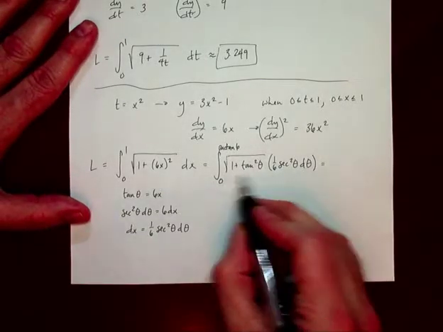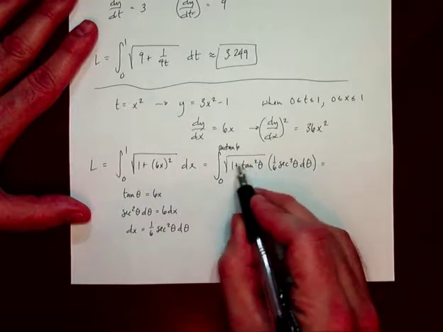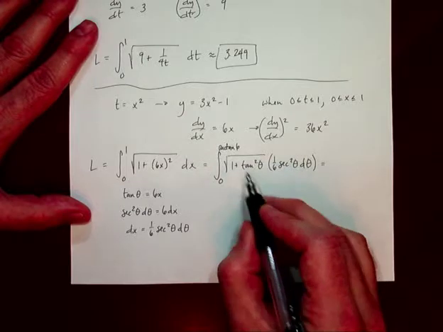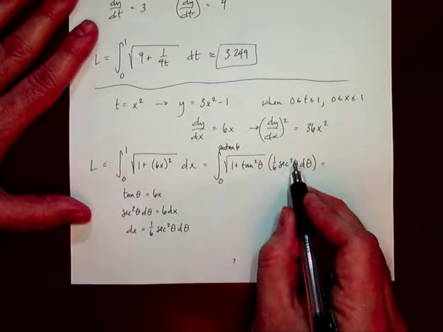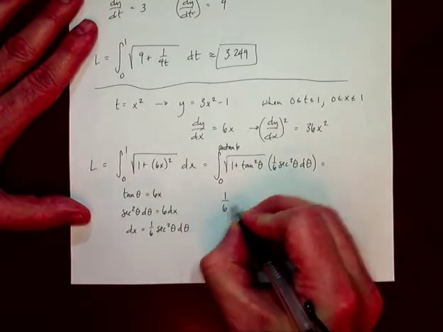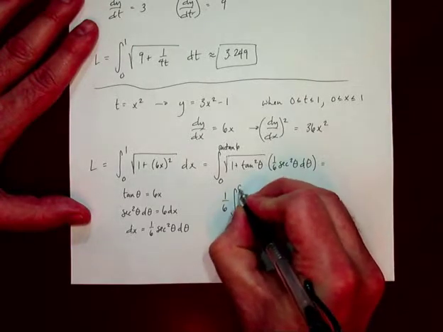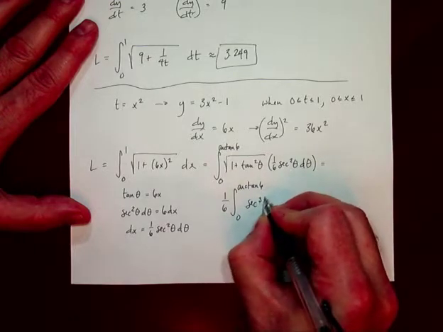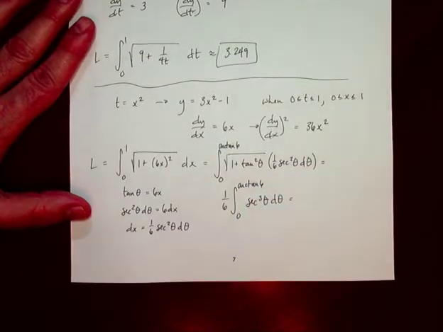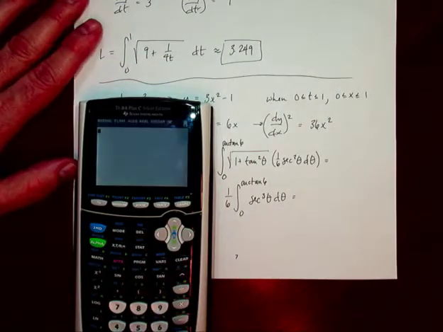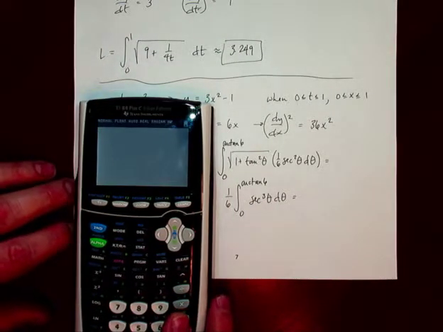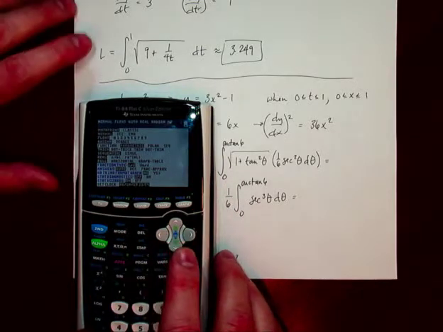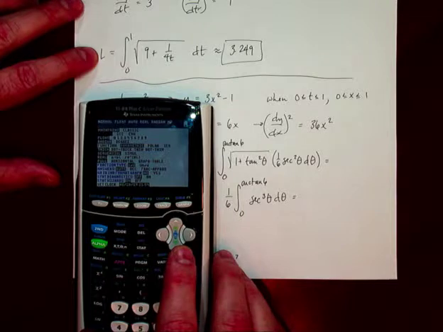Now, when I simplify this, this obviously becomes secant squared in that radicand. And of course, the square root of secant squared is secant. That combines with this secant squared to become secant cubed, and I have 1/6 from 0 to arctan of 6 of secant cubed theta d theta. And we can go ahead and just put that into our calculator. Okay. We are in parametric. Let's go ahead and do this parametric one by the calculator.